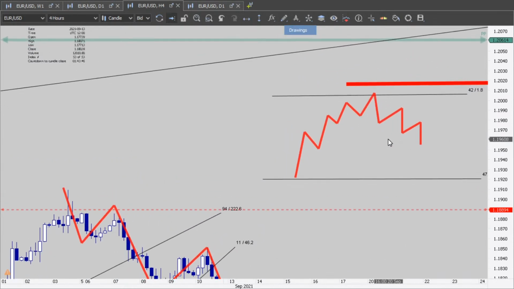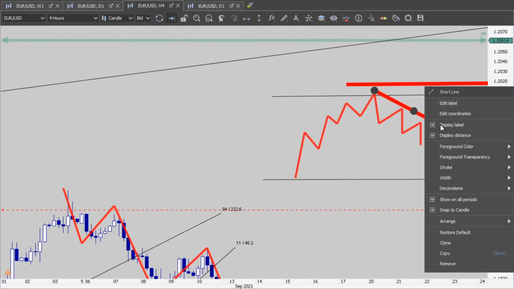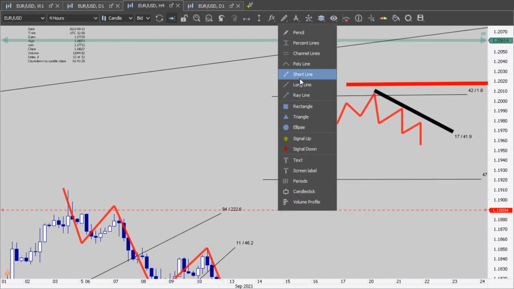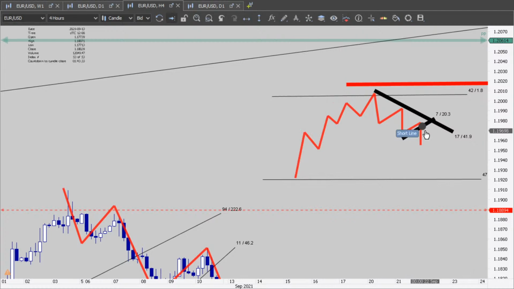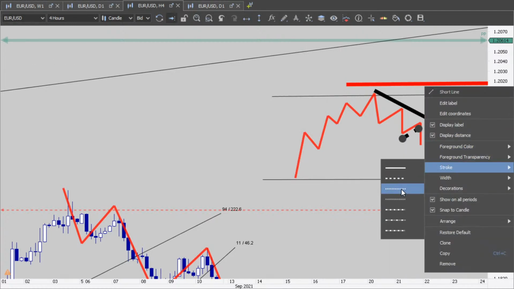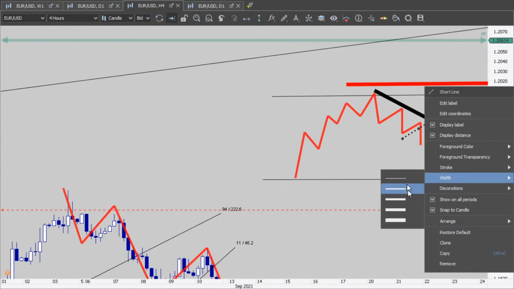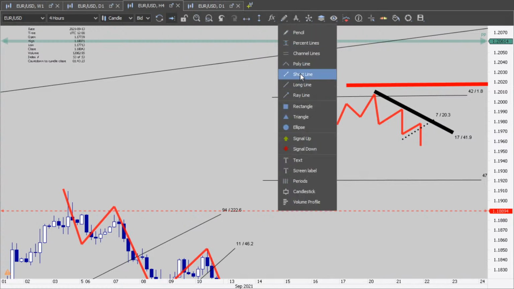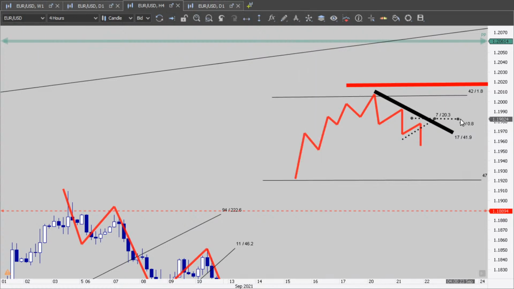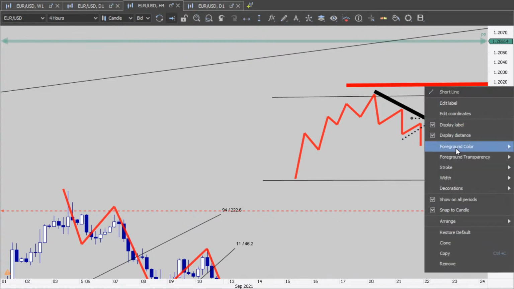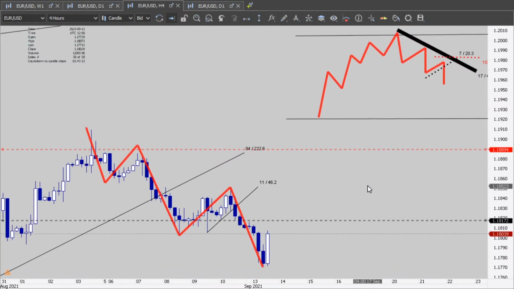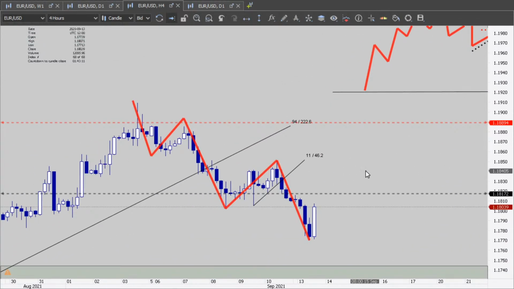If you are trading the short-term trend, then you have two choices. Let's say that we entered here, just an example, and this is the skill. We can choose to put our stop loss above the high, or B, to put our stop loss above the downtrend line.